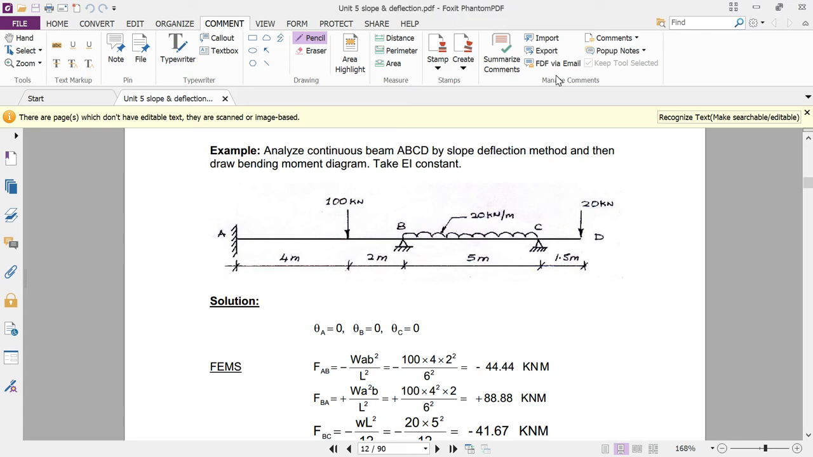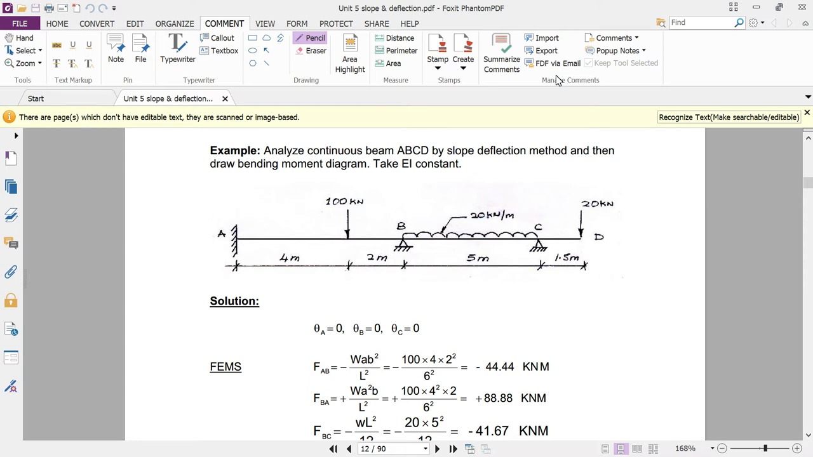Very good morning, students. Today we will see the next example of an indeterminate beam, and let us see how to solve this particular numerical by using the slope and deflection equation. As shown on the screen, this is a continuous type of beam ABCD, and by using the slope and deflection method we have to draw the bending moment diagram. Okay, so let us see that.